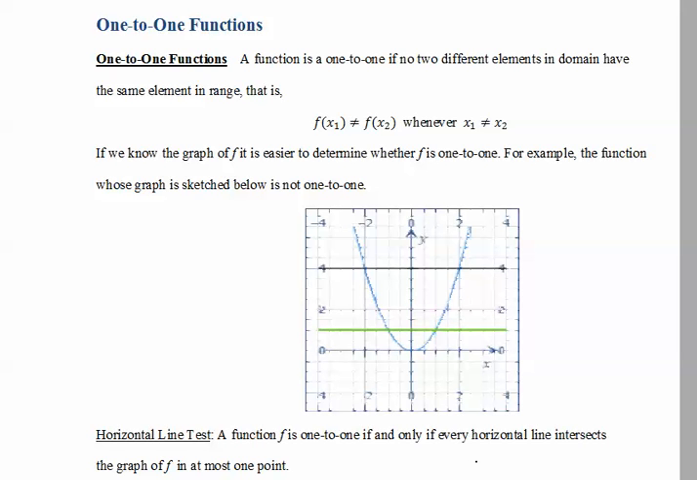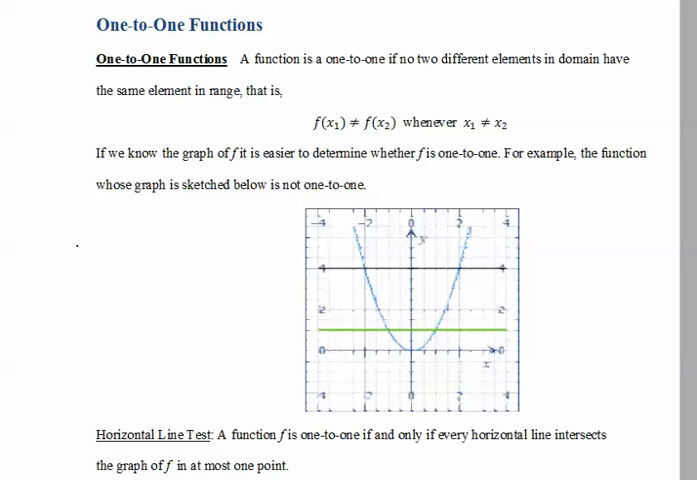Hello, in this video we'll go over the definition of a one-to-one function, and we'll go over the horizontal line test to see if a function is indeed one-to-one. A function is one-to-one if no two different elements in the domain have the same element in the range. That is, f of x1 is different than f of x2 whenever x1 is different than x2.